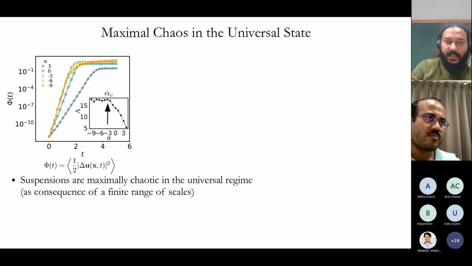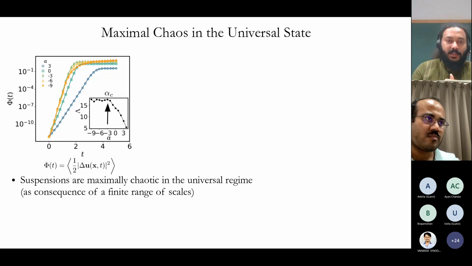So here again, something very interesting happens. Of course, as you increase the activity, the Lyapunov exponent increases as well. But again, there seems to be some critical alpha beyond which lambda sort of saturates. And that shows that there is, in fact, a maximally chaotic state in these suspensions. And that's quite interesting. Why?